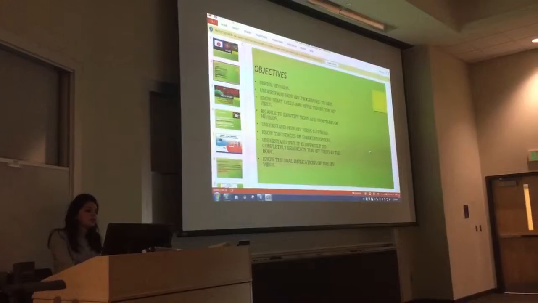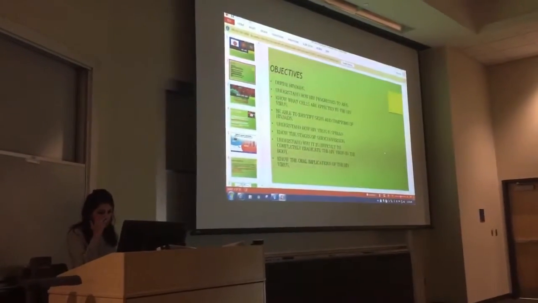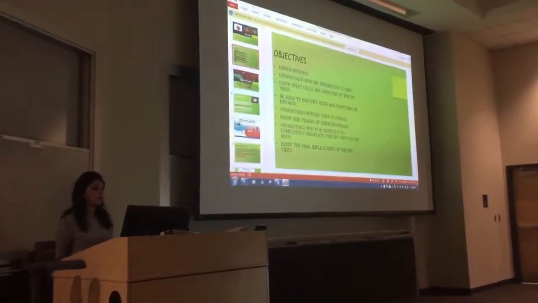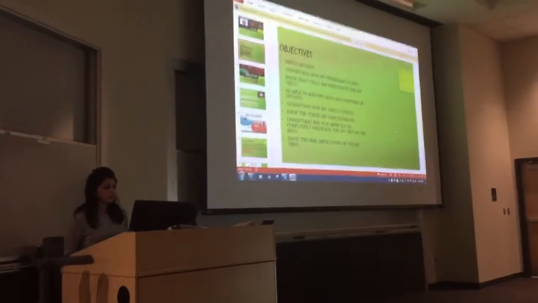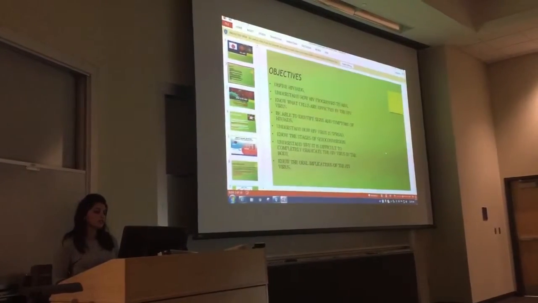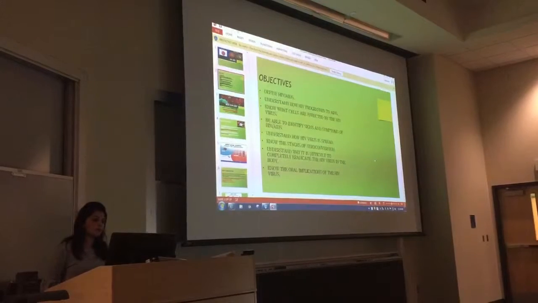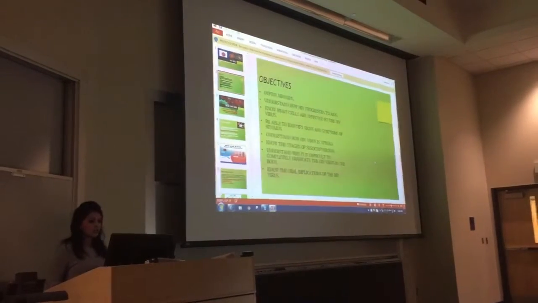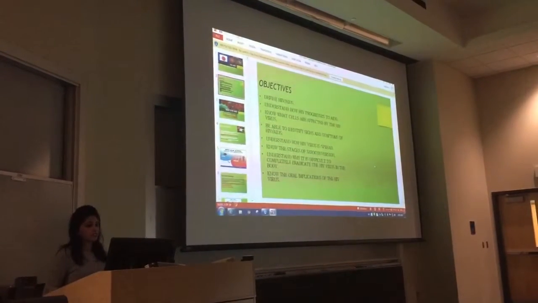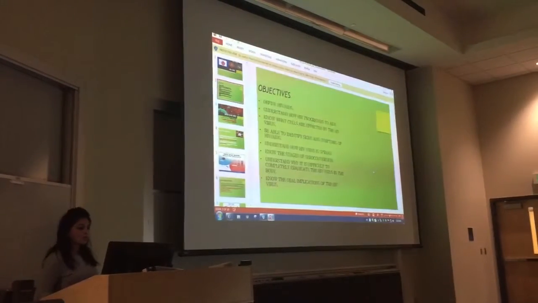The objectives today: you want to be able to define what HIV and AIDS are. You want to understand how HIV progresses to AIDS. You want to know what cells are affected by the HIV virus. Be able to identify the common signs and symptoms of HIV and AIDS. Understand how the HIV virus is spread. Know the stages of seroconversion.